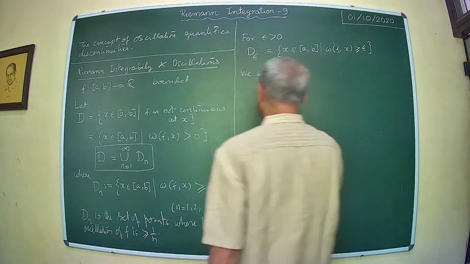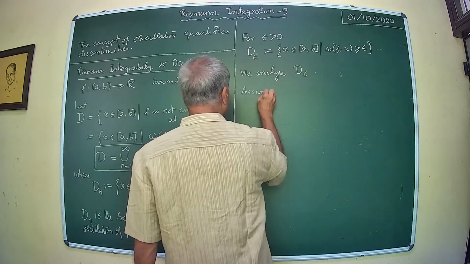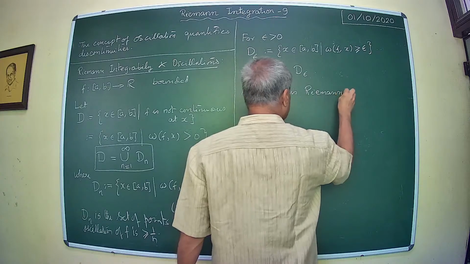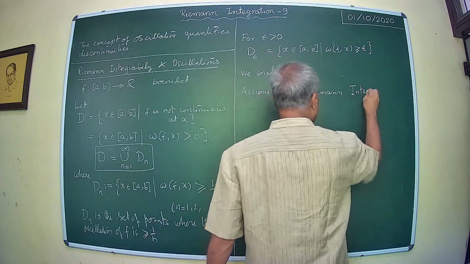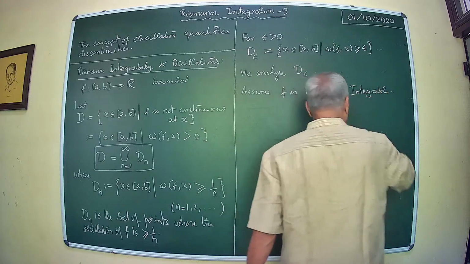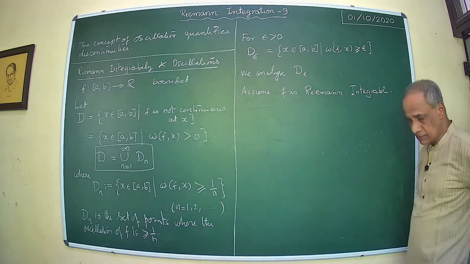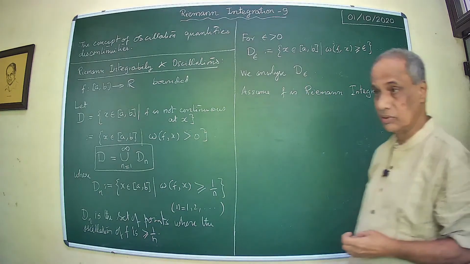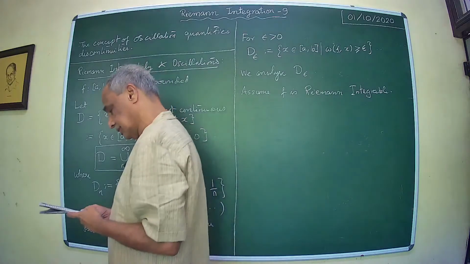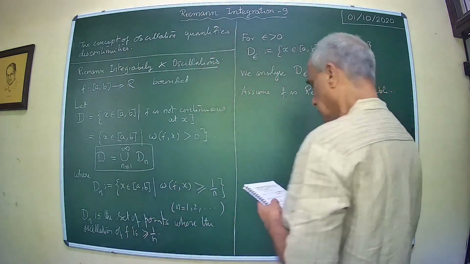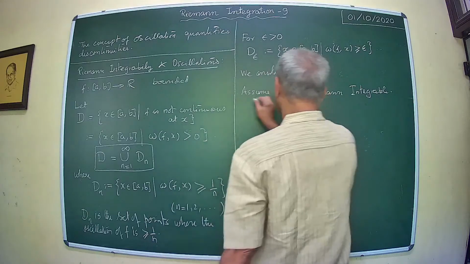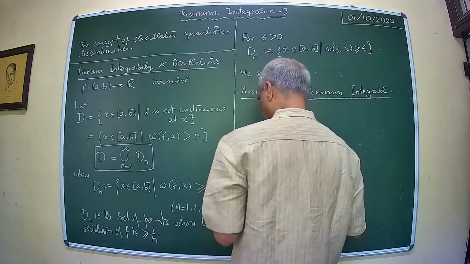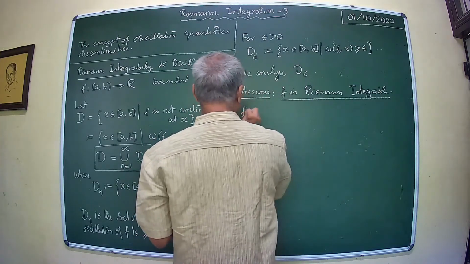So now we assume f is Riemann integrable. Or in other words, what we are asking is how big D epsilon could be for such a Riemann integrable function. So let us analyze this. We start with the definition. So this is the assumption, f is Riemann integrable.